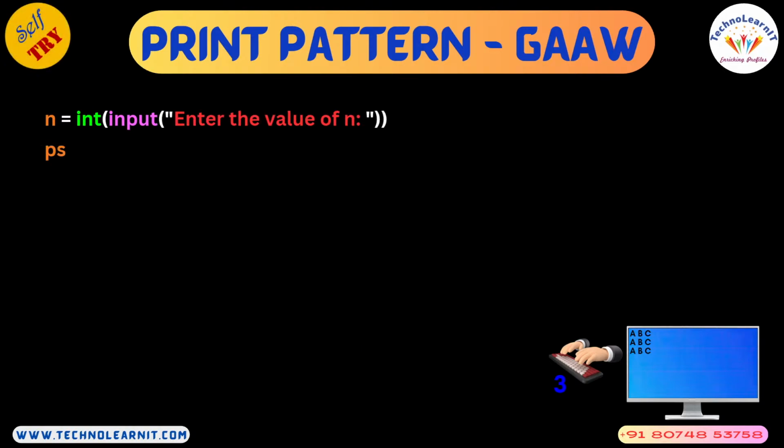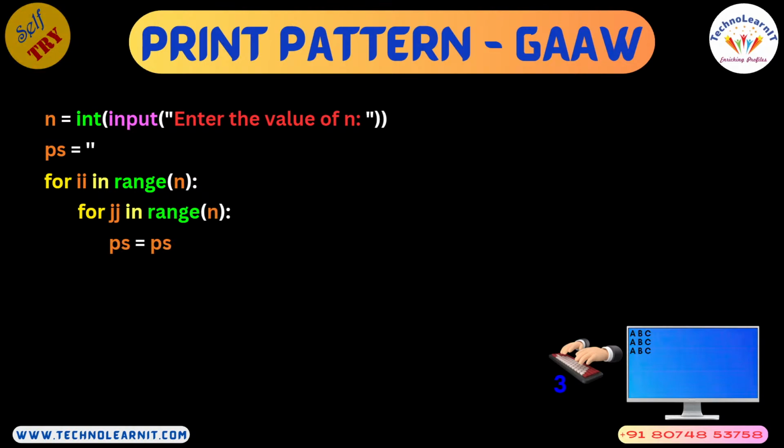You read the n value, and let us start with the empty print string and just move ahead with n, and then it's the same thing, right? Keeps adding 65 to JJ and convert it into its equivalent character by using chr function. And here, make sure you add a new line character just before you go to the next outer iteration.